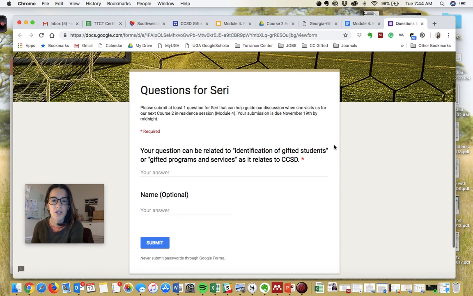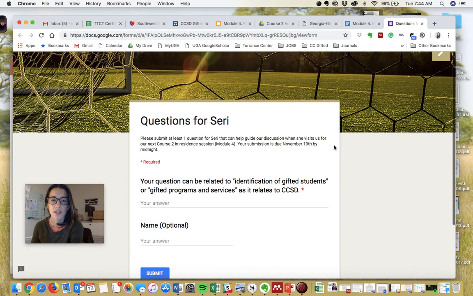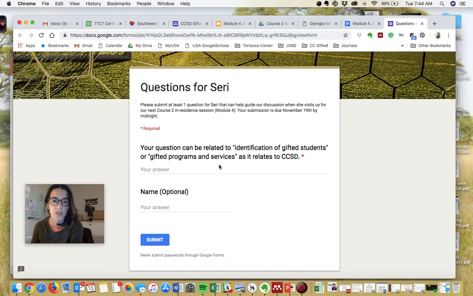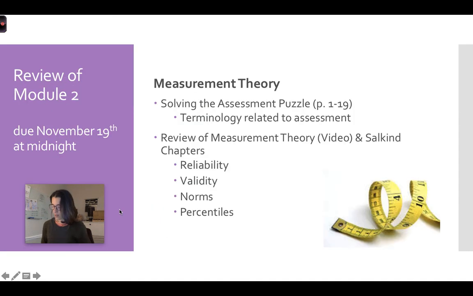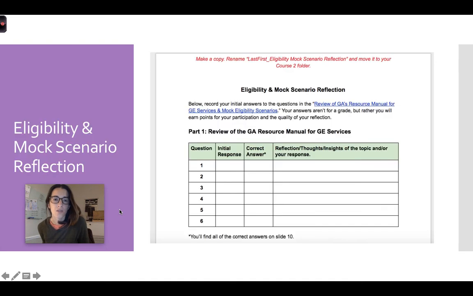The question for Siri is a link on the website. It's just to a Google form where you're typing in your one question. You can type more questions if you want. And then you can put your name if you would like to. It's optional. You are welcome for that to be anonymous. And so back to our overview presentation.